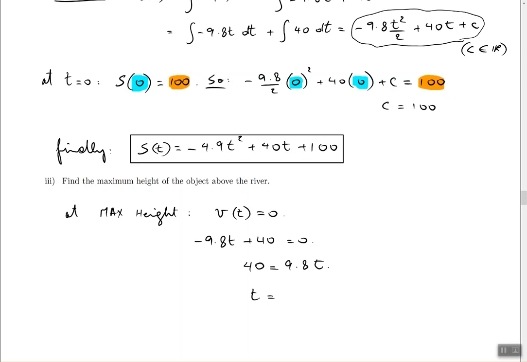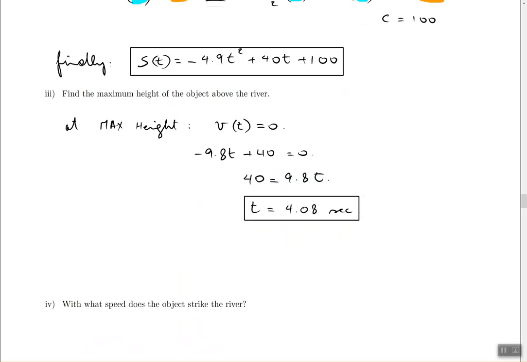Let's find out what that number is. Okay, so 40 divided by 9.8 is going to be 4.08, and then a bunch of other numbers. Let's just round it to two decimal places, 4.08 seconds. So roughly speaking, let's say 4 seconds.